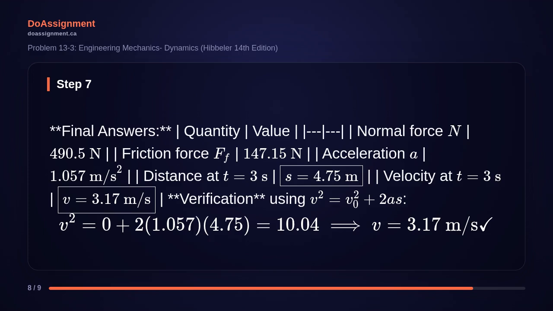Summarizing our results. After 3 seconds, the crate has traveled approximately 4.75 meters and has a velocity of about 3.17 meters per second. We can verify this using the third kinematic equation. V squared equals 2 times acceleration times distance, which gives the same velocity of 3.17 meters per second, confirming our answer is correct.